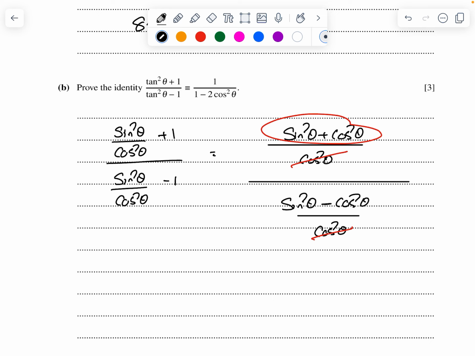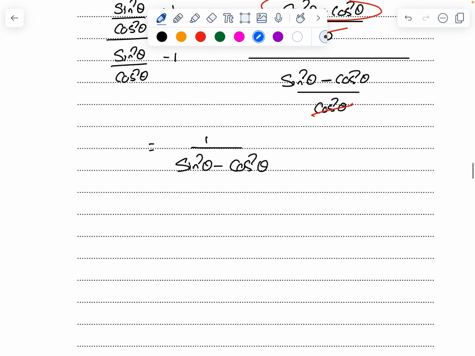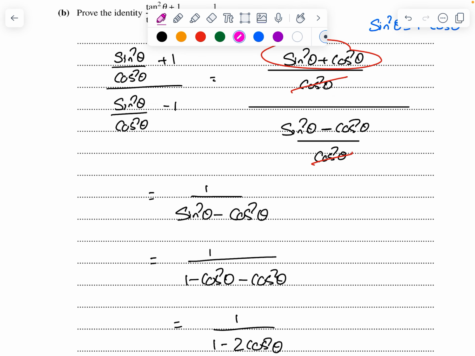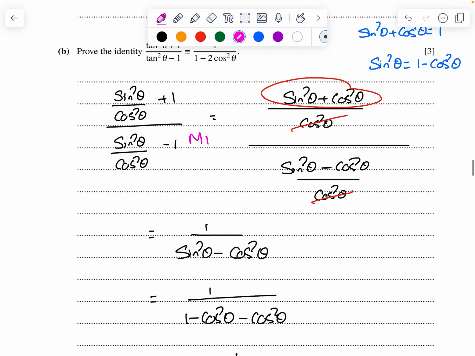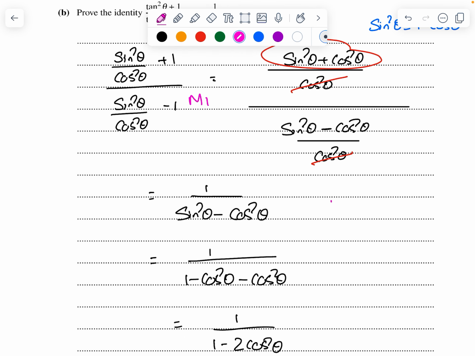So we have over here minus. So it becomes 1 by sin square theta minus cos square theta, because the identity is sin square theta plus cos square theta equals to 1. And again, sin square theta can be written as 1 minus cos square theta. So it is 1 upon 1 minus cos square theta minus cos square theta. So it becomes 1 upon 1 minus 2 cos square theta. I get a method mark over here. This is a 3 marks question, and another method mark over here, and an accuracy mark over here.